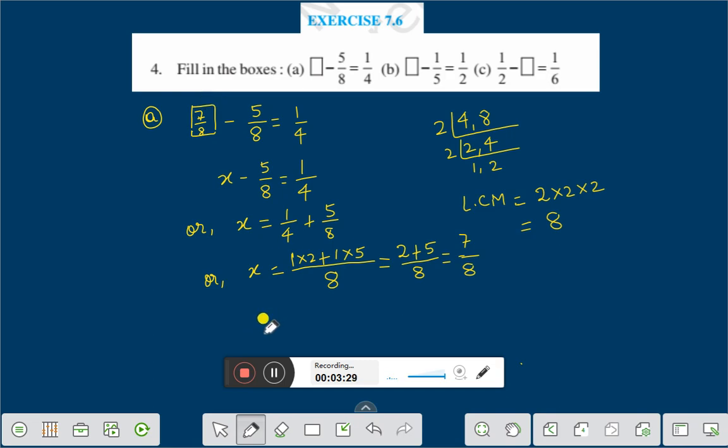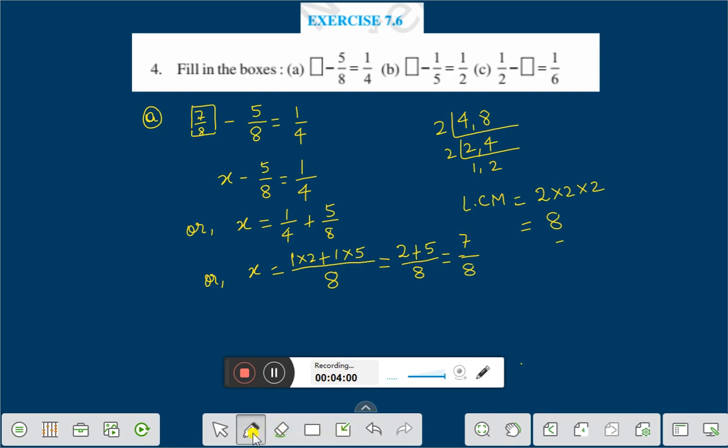Therefore, in this way you can find the value of blanks, right? You have to take the value here as x minus 5 by 8 is equal to 1 by 4. The 5 by 8 will go to the right side after the equal sign, then it will change in the sign, that is minus will be plus, that is plus 5 by 8. And if we have to add this fraction, we are getting the LCM as 8. 8, plus 1 into 2 plus 1 into 5, that is 2 plus 5, that is 7 by 8. Therefore, the value of x is 7 by 8.